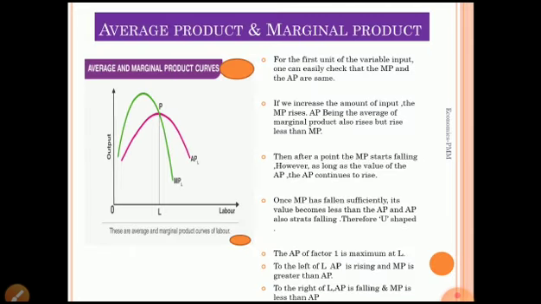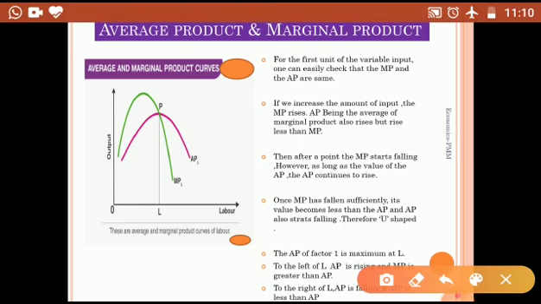Now, what are the reasons, or you can see the close relations between average product and marginal product. I have taken the same diagram here. You can see the first point: for the first unit of variable input, one can easily check that the MP and AP are the same. Initially, both are the same. If we increase the amount of input, marginal product rises. AP, being the average of marginal product, also rises, but rises less than MP. So MP is more sensitive, or more inconsistent, as compared to average product.